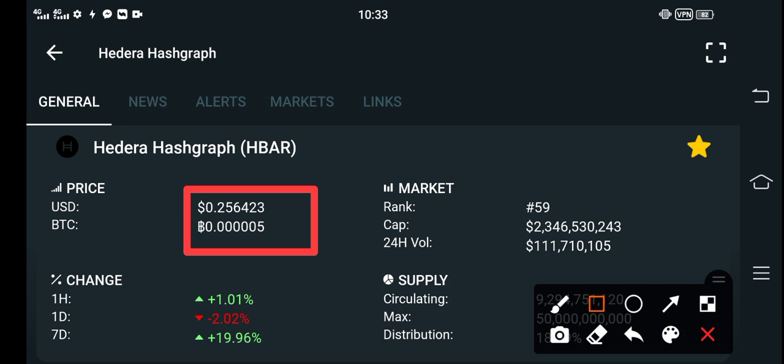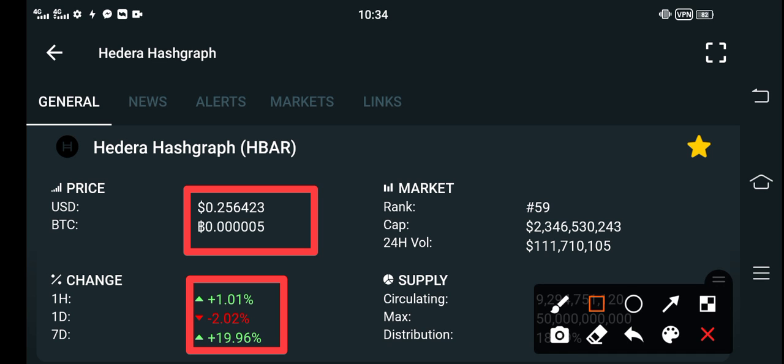Now the current price of the Hedera Hashgraph in the market is 0.256423 USD. That is the current live price of the Hedera Hashgraph. On the other side, if we talk about the changes, the last 1 hour change is positive, the last 1 day change is negative, and the last 1 week change in the Hedera Hashgraph is positive, always positive. I find that Hedera Hashgraph is every time a profitable coin for us.